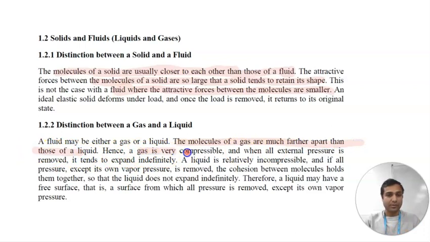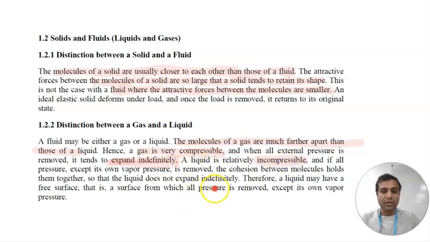So the gas, we can compress the gas. We already discussed that one. And the gas can expand indefinitely. It can expand as much as possible. If you put a gas in a balloon and decrease the outer pressure, the balloon is going to expand and keep expanding and keep expanding. Liquid, on the other hand, is not compressible.